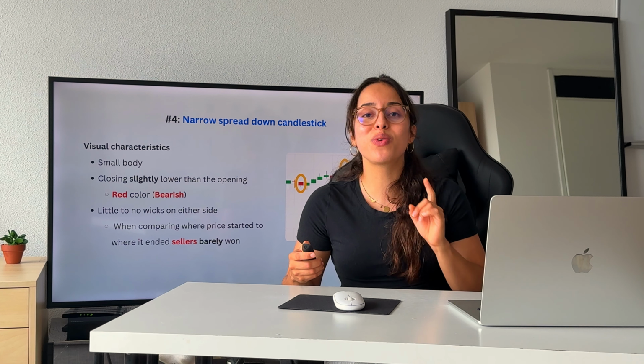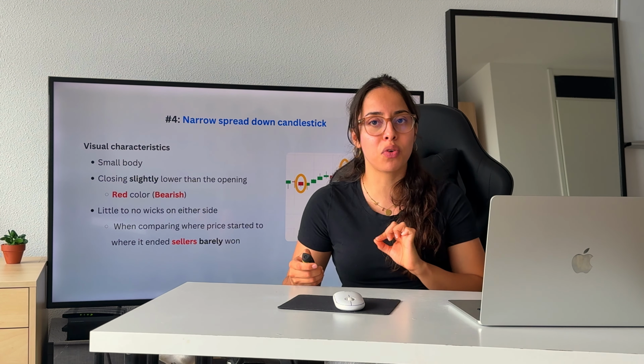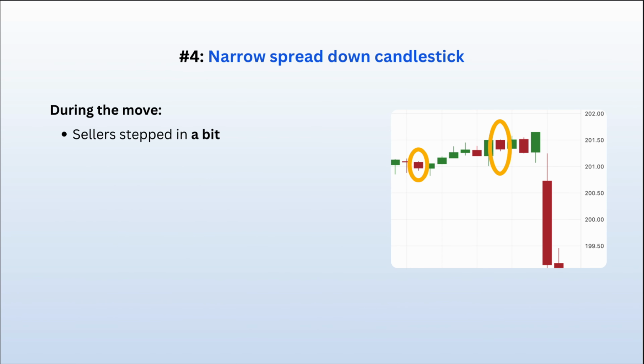And again, there's more than one way in which this candlestick could have been formed. So we can say that during the move, the seller stepped in a bit. Not a lot, but a bit, because if the seller stepped in a lot, it would be a wide spread down candlestick, or it would have a long lower wick.